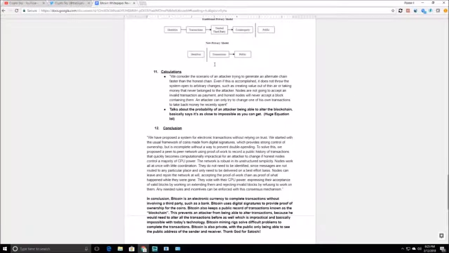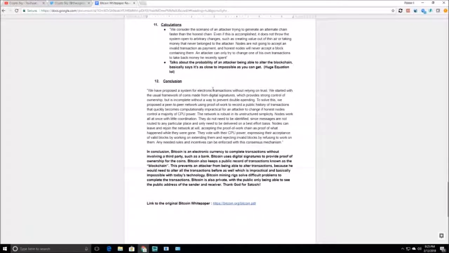So calculations, basically all it talks about is the probability of an attacker being able to alter the blockchain, and basically it says it's near impossible. It's close to as impossible as you can get, and it literally has a picture of a huge calculus looking equation. Most people probably are not interested in the actual equation.